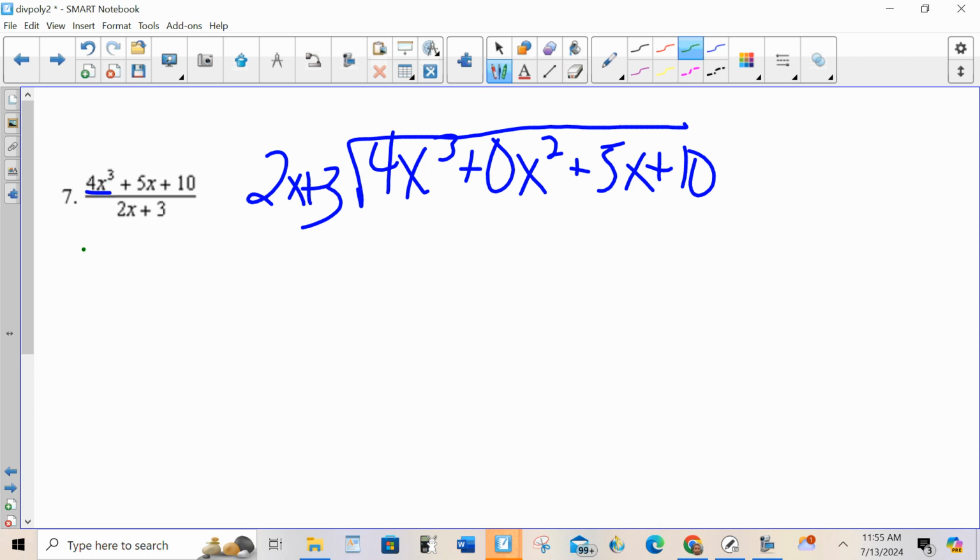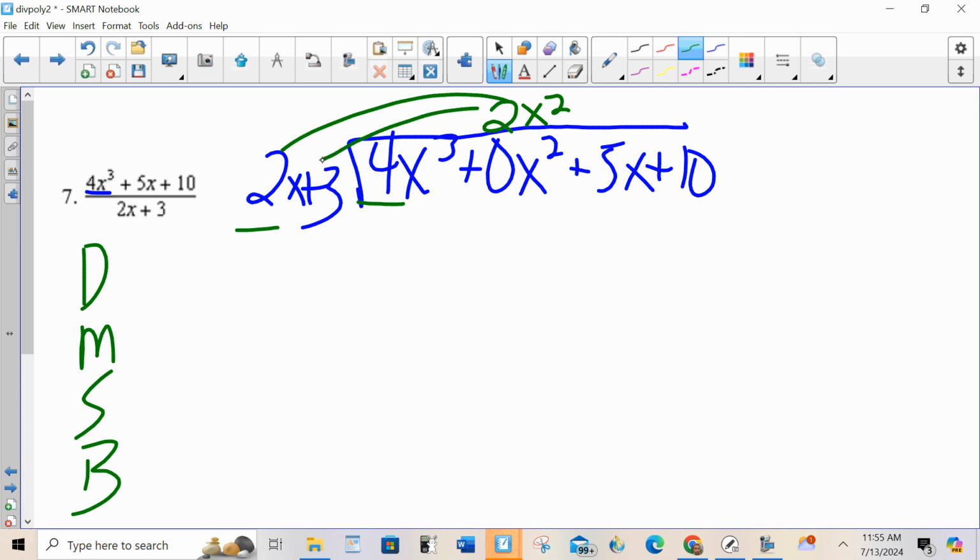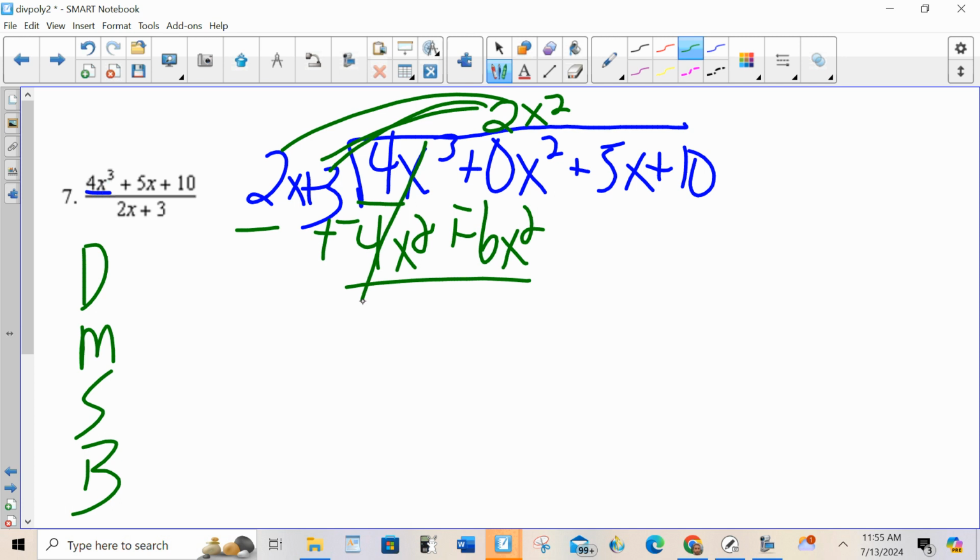Divide, multiply, subtract, bring down. Divide. 4x cubed divided by 2x is 2x squared. Multiply. 2x squared and 3 is positive 6x squared. Keep, change. 0x squared and negative 6x squared is negative 6x squared. Bring down. End of cycle.